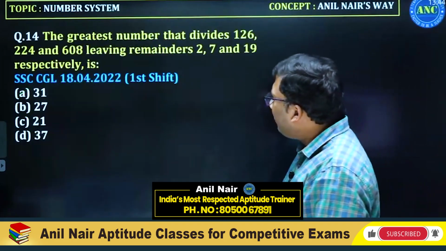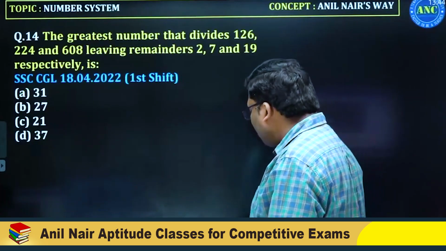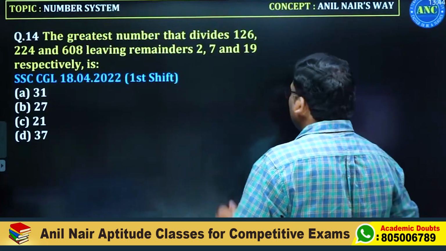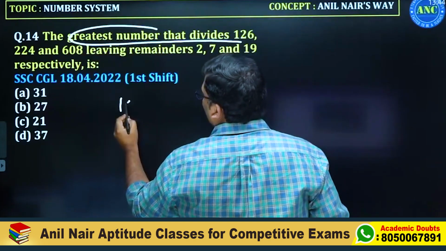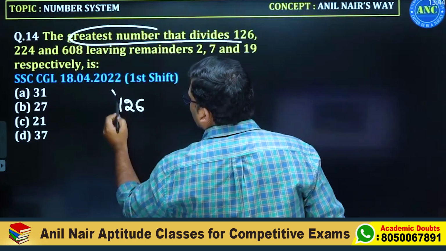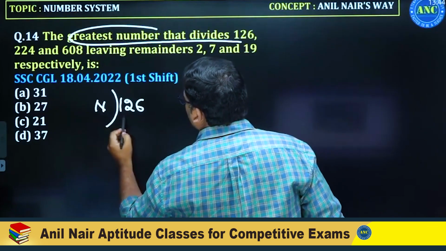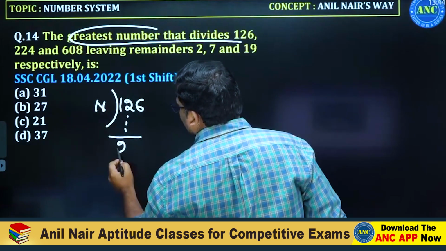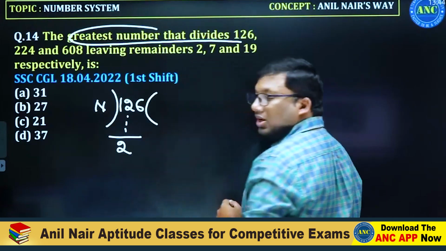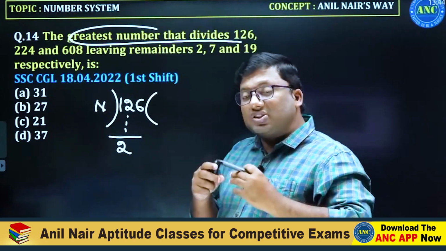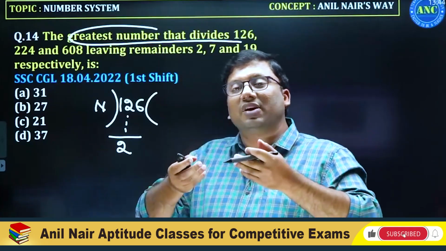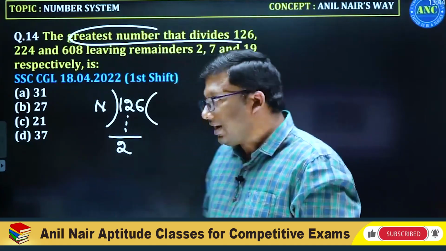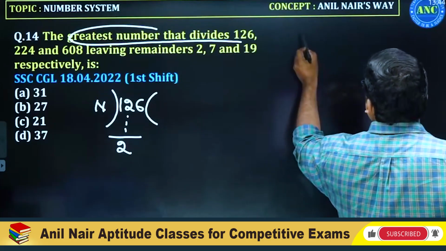Next one. The greatest number that divides 126, whenever a number divides 126 and gives a remainder 2. Already we did this model. The number which will divide a number is the HCF, and the number which will be divided by is the LCM.